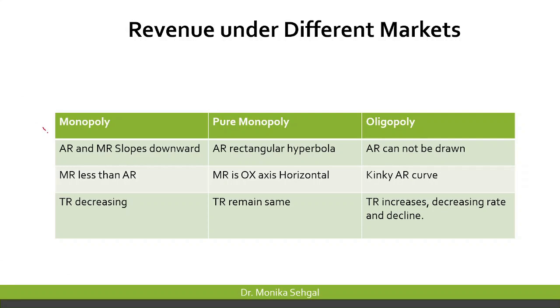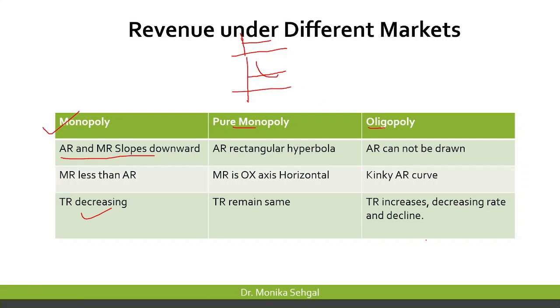There are another three markets: monopoly, pure monopoly and oligopoly. In pure monopoly, the same concept: AR and MR are negatively sloped and MR is less than AR and TR is decreasing. But in the pure monopoly market, AR is a rectangular hyperbola like this, and MR is the horizontal OX axis like this. TR remains the same. TR never increases or decreases. TR remains the same like this.